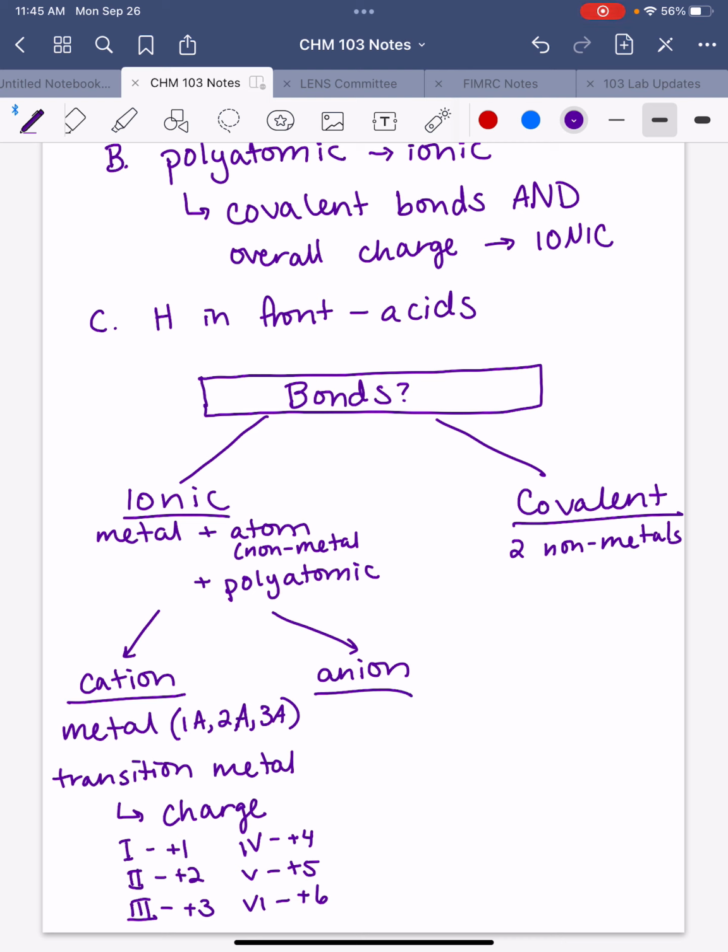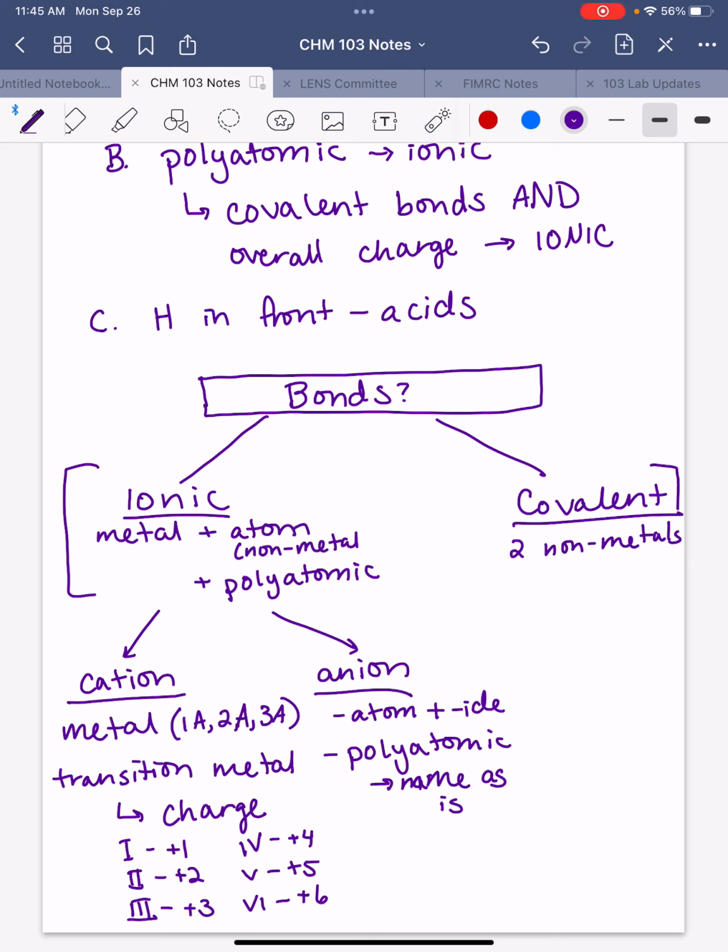Then we name the anion. So our anion is either going to be an atom, and we're going to give it the "ide" ending, or it's going to be a polyatomic. And you just name it as is.